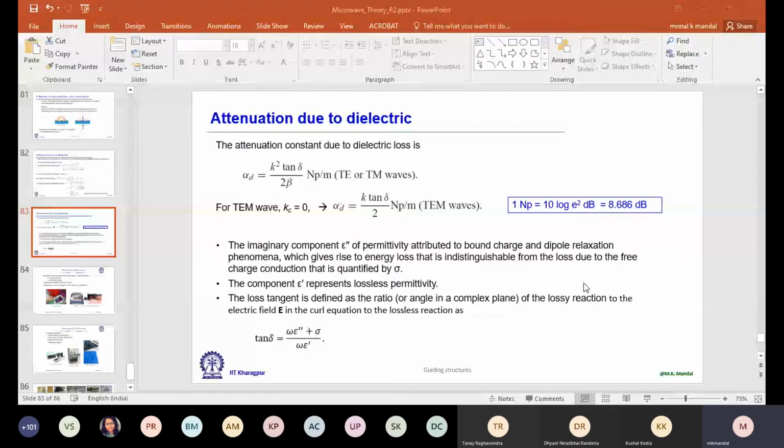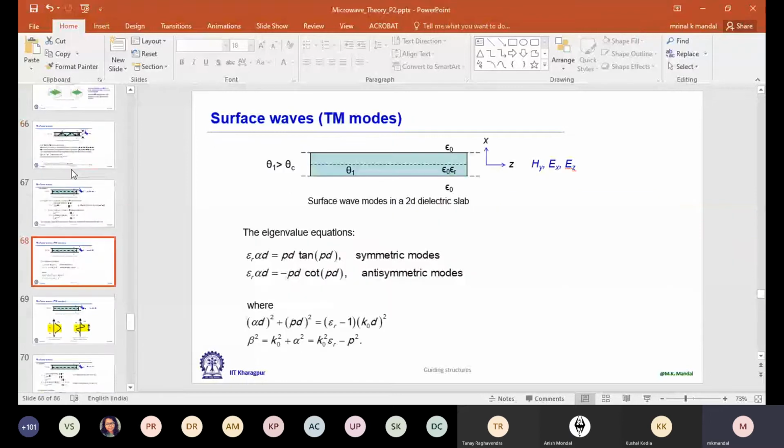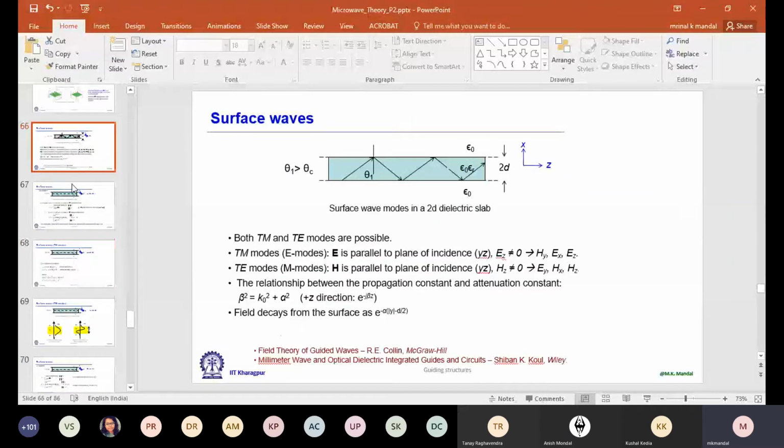Sir, could you explain what exactly a surface wave is? Oh, after going for so long, anyway. Any other question related to surface wave? So please switch on your microphone and tell me. Any more question on surface wave?